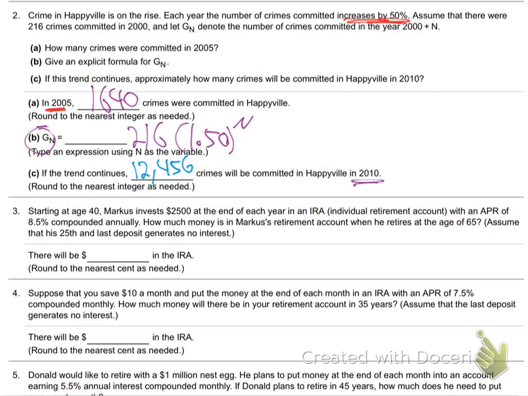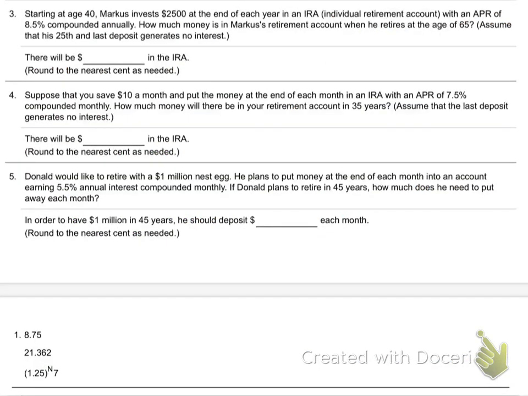All right, let's go down to number 3 then, for purposes of money. Starting at age 40, Marcus invests $2,500 at the end of each year in an IRA, individual retirement account, with an APR of 8.5% compounded annually. How much money is in Marcus's retirement account when he retires at the age of 65? Assume that his 25th and last deposit generates no interest. You don't need to do anything with that. So he's going to put $2,500 at the end of each year, which is about $200 a month, right?